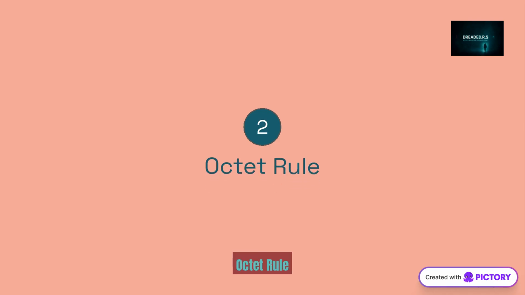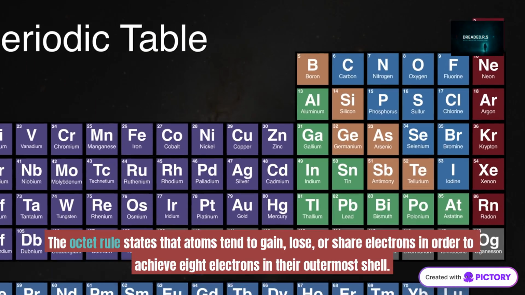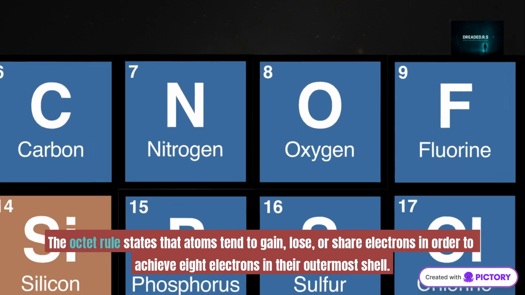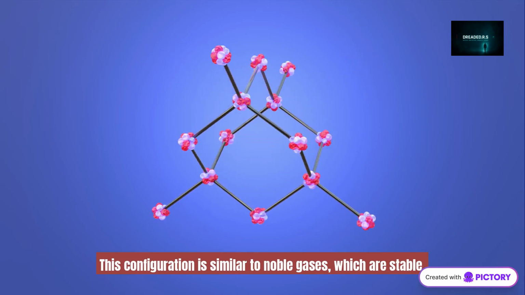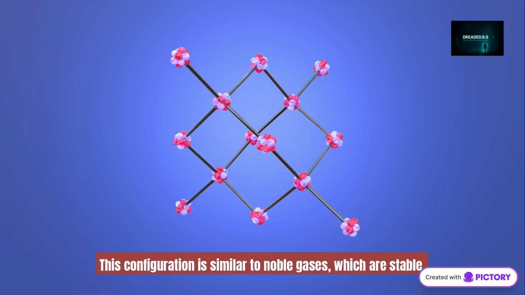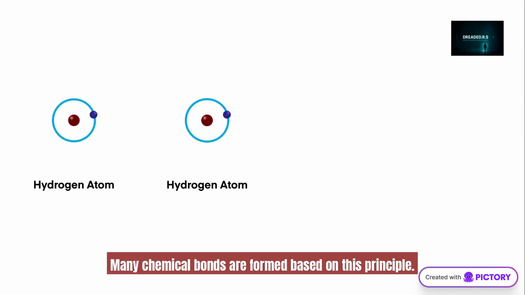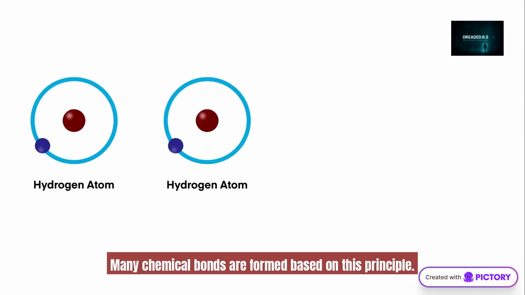2. Octet rule. The octet rule states that atoms tend to gain, lose, or share electrons in order to achieve 8 electrons in their outermost shell. This configuration is similar to noble gases, which are stable. Many chemical bonds are formed based on this principle.